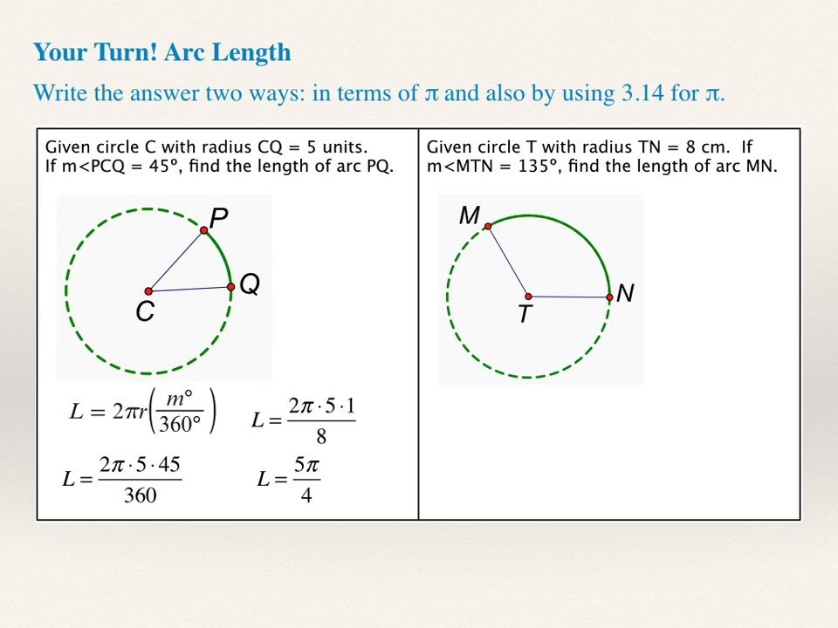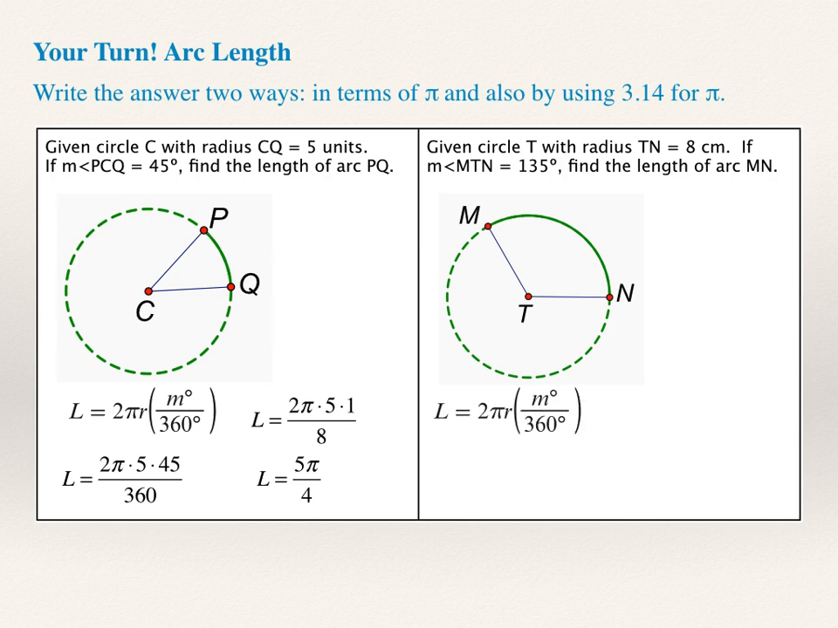Let's look at the next example. We're asked to find the length of arc MN. Information has been given related to the radius of the circle and the measure of the central angle. Again, put the video on pause, come on back, and let's see if we agree on what the arc length of arc MN should be.